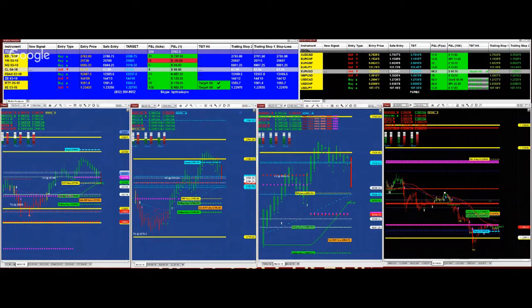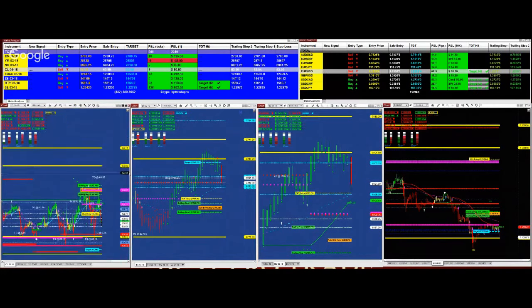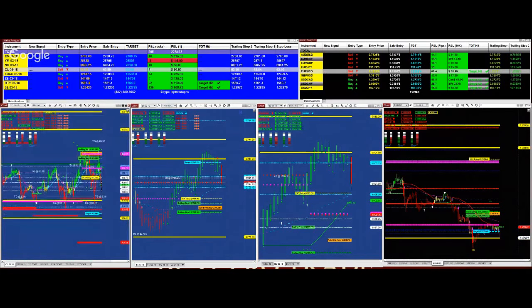So let's look at the CL to see what's going on in the CL. Looks nasty. A very nasty area on the CL.